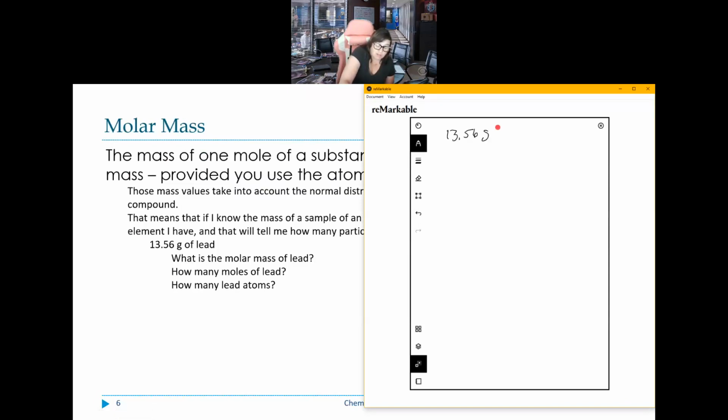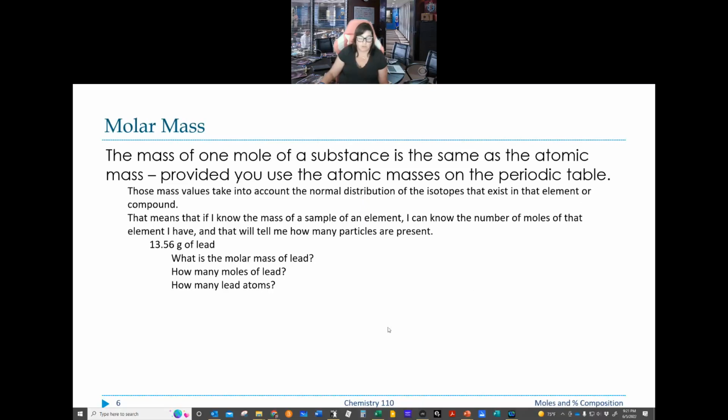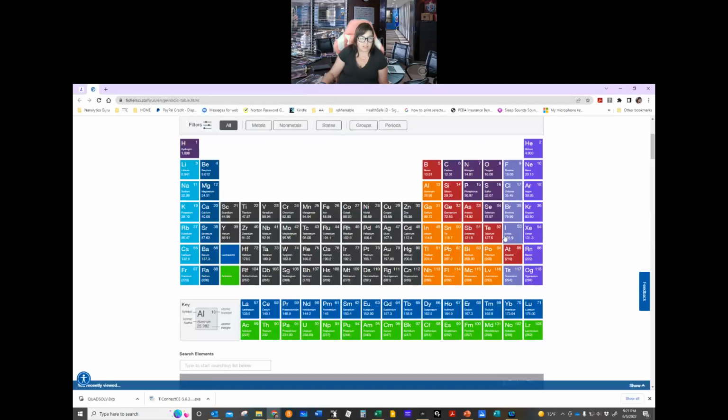13.56 grams of lead, which is Pb. What is the molar mass of Pb? How many moles? And how many particles? In this case, lead atoms. All right, I need a periodic table if I want to figure this out. So let me pull up my periodic table. I'll maximize this. And all right, I want to find lead.